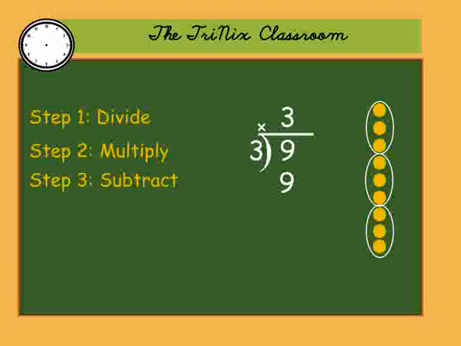And our final step is subtract. We are going to subtract the 9 that we just put below the line from the dividend. And 9 minus 9 will give us 0. Because 0 cannot be divided by 3, we are all done.